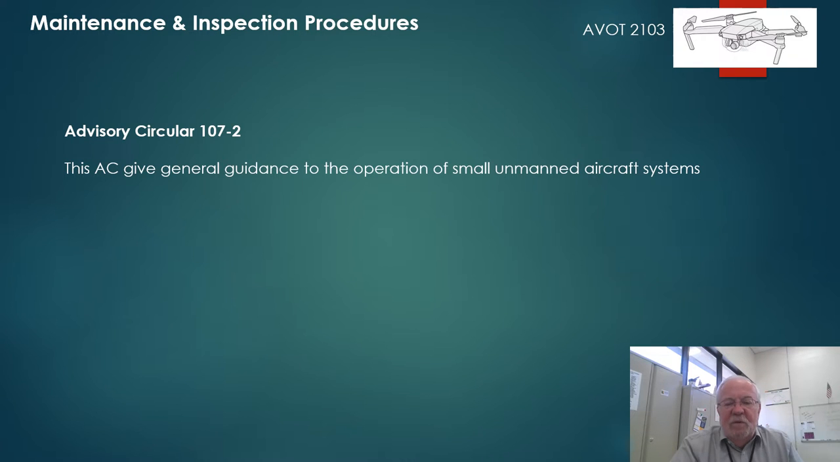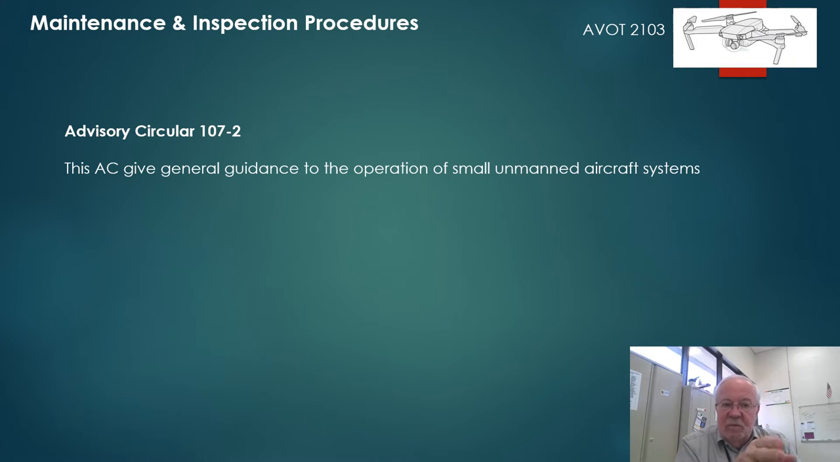Okay, maintenance and inspection procedures. This is Launchpad 11. There's 6 questions on the quiz. The FAA exam doesn't have a whole lot of questions on maintenance, although there are some. So we'll just cover this very briefly here.